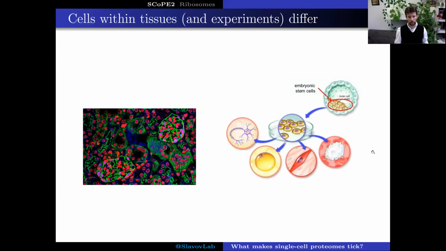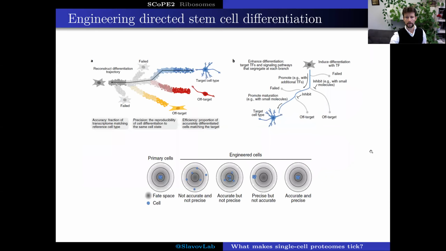As most of you know, our tissues are composed of very diverse cell types. And similarly, when we conduct experiments in the laboratory, for example, when we differentiate stem cells into different cell types, we generate fairly heterogeneous mixtures of different cell types. This is quite important, for example, in the context of directed stem cell differentiation.